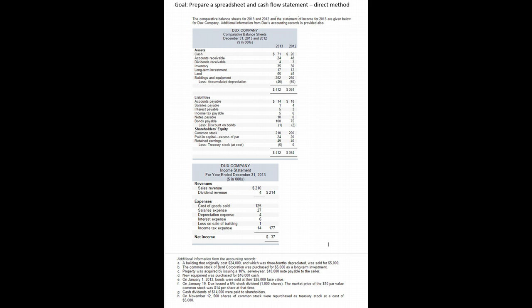Notice I've given you some information from Dex Company, 2 years worth of balance sheets so you can calculate the change in the balance sheet accounts, and one income statement. You'll recall income statement accounts show the change in the account because they always begin with 0. And then I've given you additional information from the accounting records. If we had a general journal, I wouldn't need to give you additional information, but since we don't, we'll use this additional information to calculate the change in our accounts when we need it.